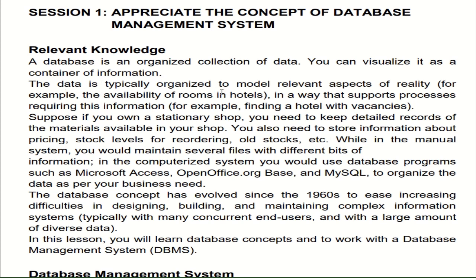Now data is typically organized to model relevant aspects of reality. For example, the availability of rooms in hotels, like how many rooms are available in hotels. The data is being available in one database in a way that supports processes requiring this information. For example, finding a hotel with vacancies. Suppose if you own a stationery shop, you need to keep detailed records of the material available in your shop, right? So you also need to store information about pricing, stock levels for reordering old stocks, etc. So this all details comes under what? It all details are being stored in what? In one database.